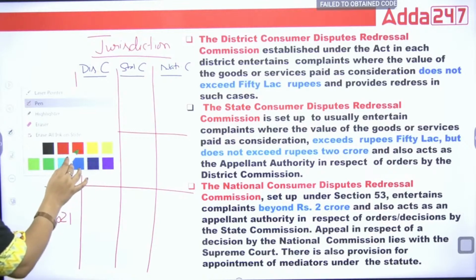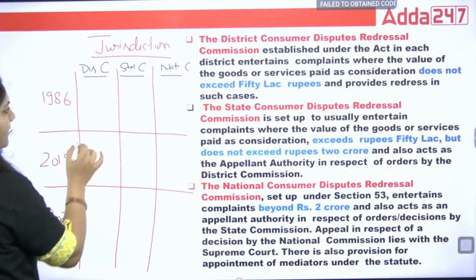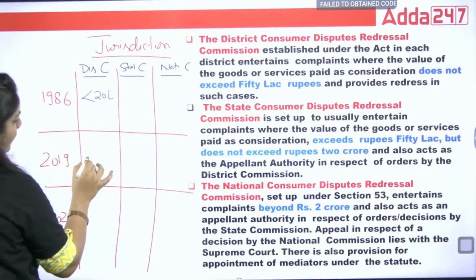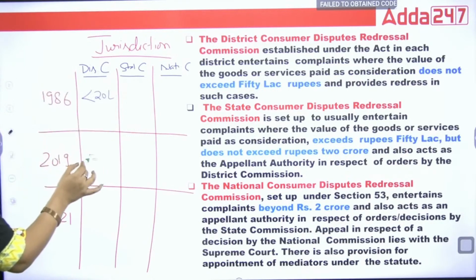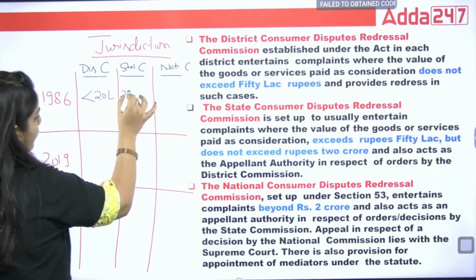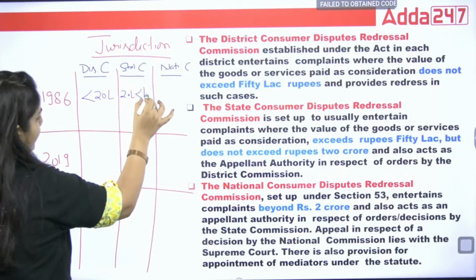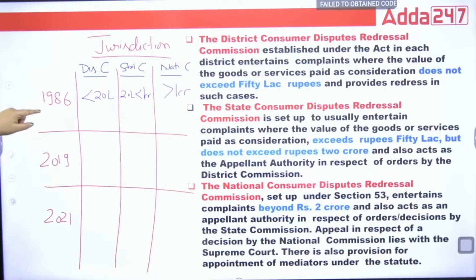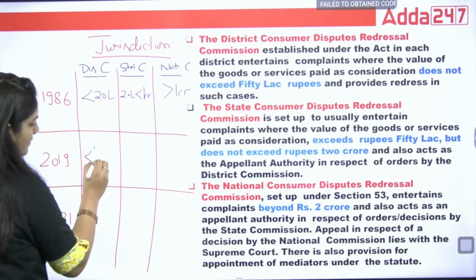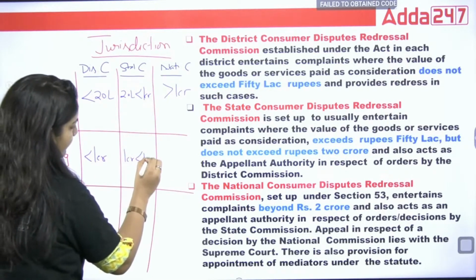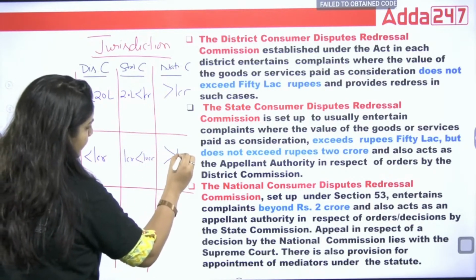The limitation is basically up to 20 lakh, right? Under state, 20 lakh to 1 CR, and this is above 1 CR. This is of 1986 one. Okay? 2019: up to 1 CR, 1 CR to 10 CR. This is above 10 CR.